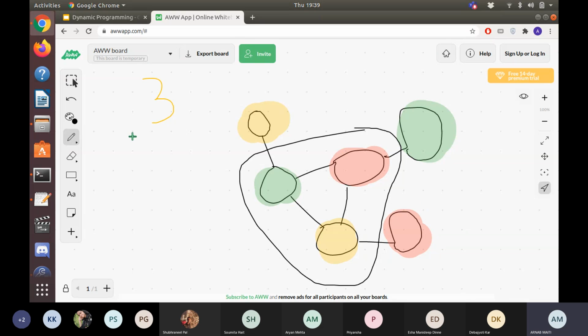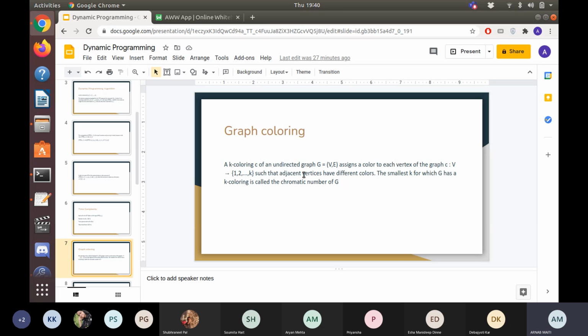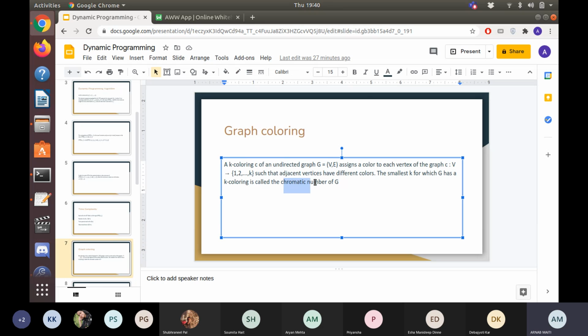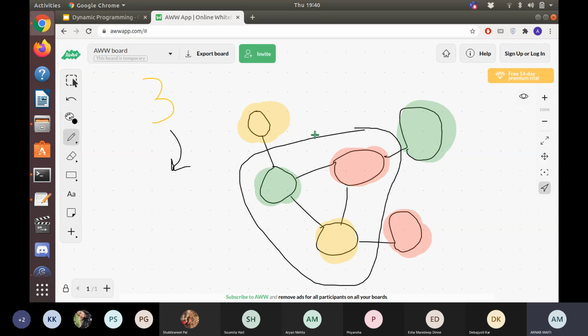This number we call the chromatic number. So the aim is to compute the chromatic number of the graph, and it's not as easy as you think. This problem is also NP hard. This problem has huge applications. Even to decide whether you can color a graph using three colors or not is also NP hard. So even that is a very tough problem.